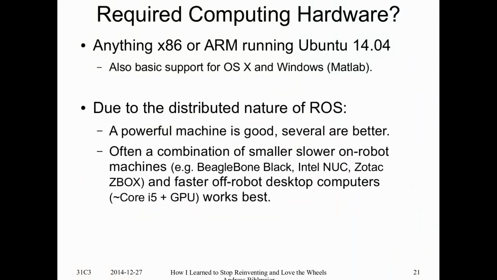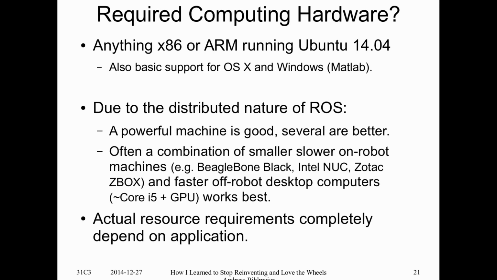So what kind of machine do you need? Preferably some powerful desktop or laptop machine so you can get started. A good solution if you are power constrained is to have a small machine on board the robot, like a BeagleBone or a Raspberry Pi or an Intel NUC, and a faster machine off the robot that does the heavy processing. But you can always, as I said, use it locally and you don't get a large performance penalty.